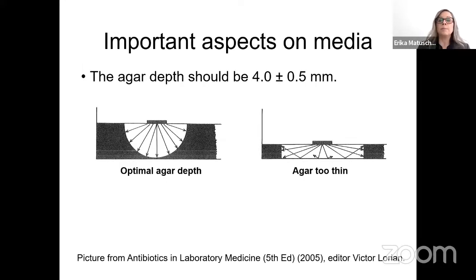If we start to look at the media, there are some important aspects. One is the agar depth. The agar depth should be 4 millimeters plus minus 0.5. And then you see again the same picture as we already looked at, where we have an optimal agar depth and diffusion is going very nicely in 3 dimensions. But you can also easily see what happens if the agar is too thin. The antibiotic will continue to diffuse up again to the surface and the zone diameter will be larger. And the opposite is true if we have a too thick agar depth, then zones will be smaller. So to use EUCAST breakpoints, to use EUCAST QC criteria, you should use plates with an agar depth of 4 millimeters.